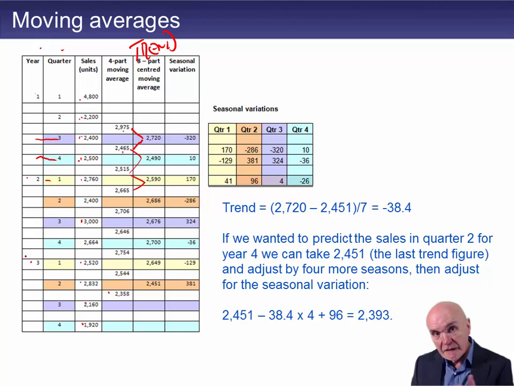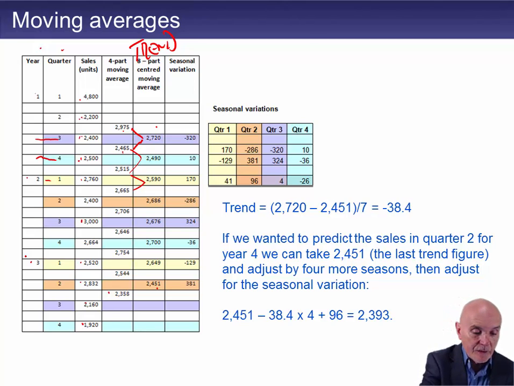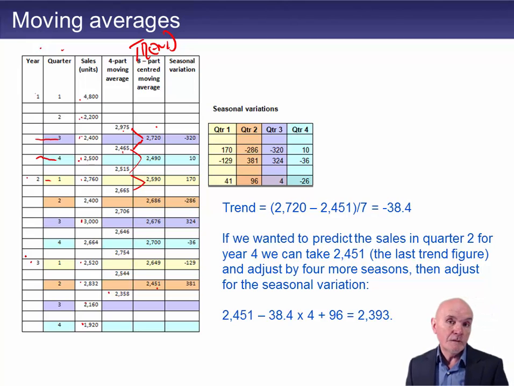So the 8-part centered moving average in this example is the trend. It's not perfect, it's not going exactly straight. In this case it's going down essentially, starting at 2720 at the top, down to 2451 at the bottom. It goes up and down a little bit, but I think just by looking at it you will see that it is substantially smoother than the raw data.